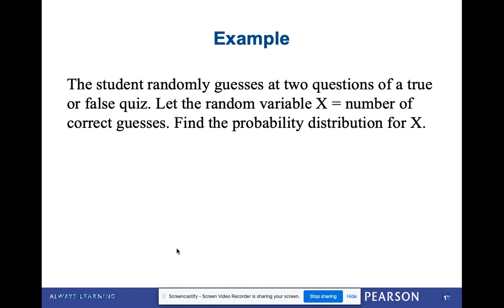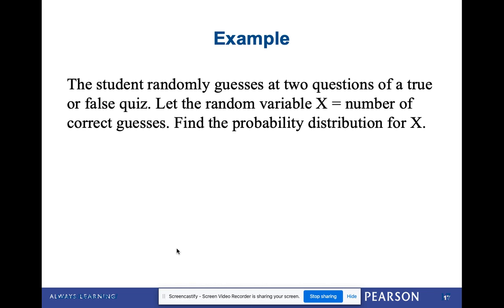A student randomly guesses at two questions of a true or false quiz. Let the random variable x be the number of correct guesses. Find the probability distribution of x. The number of correct guesses at two questions could be 0 correct guesses, 1 correct guess, or 2 correct guesses. So 0, 1, and 2 are your x.